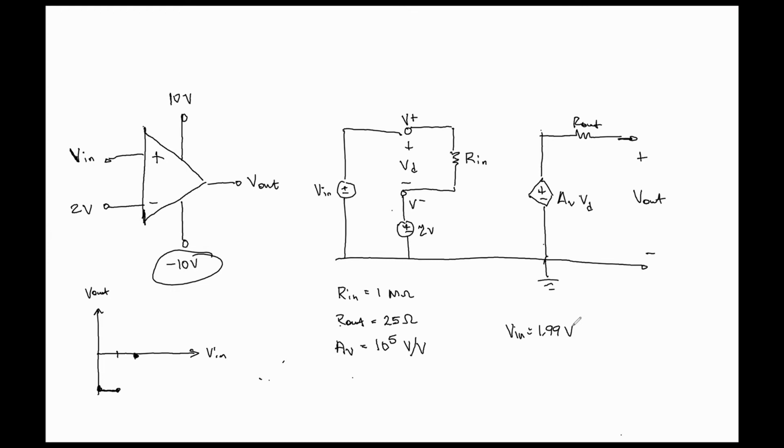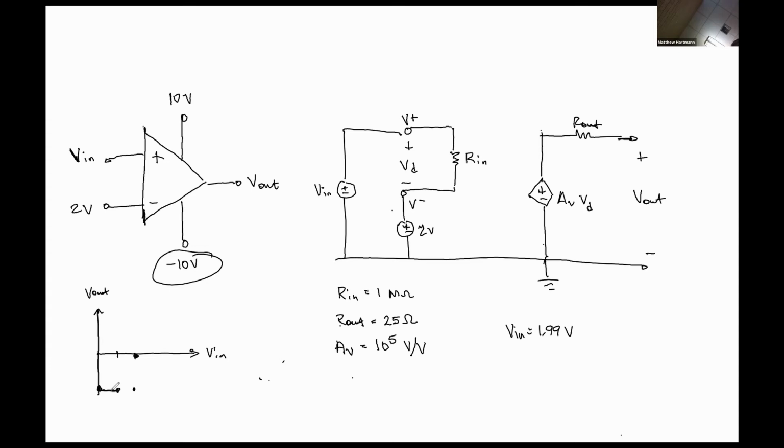Oh, my calculator's dead. So we have VD is -0.01 volts, correct? We multiply that by 10 to the 5, and we get -1,000. Is that correct? Yeah, so it's still -10. So really, really close, it's still at -10.